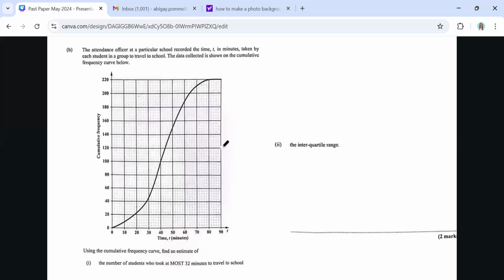All right. Let's go. Next one. The attendance officer at a particular school recorded the time, T, in minutes taken by each student in a group to travel to school. The data collected is shown on the cumulative frequency curve below. Using the cumulative frequency curve, find an estimate of the number of students who took at most 32 minutes to travel to school.